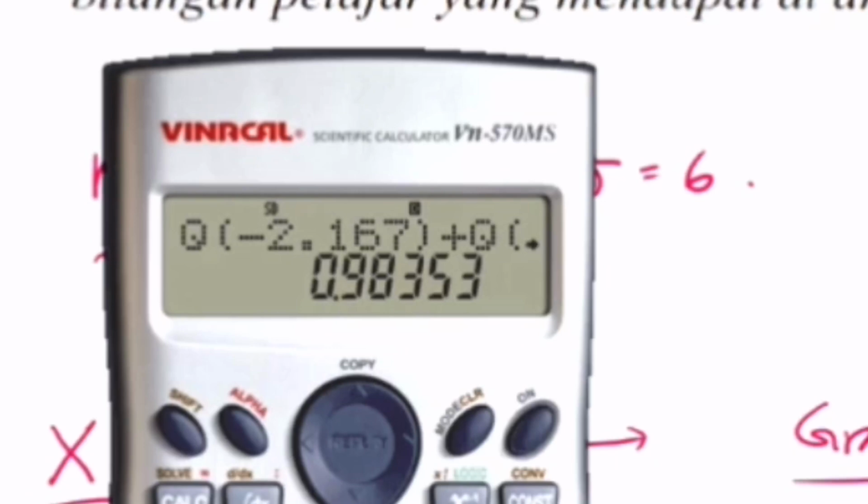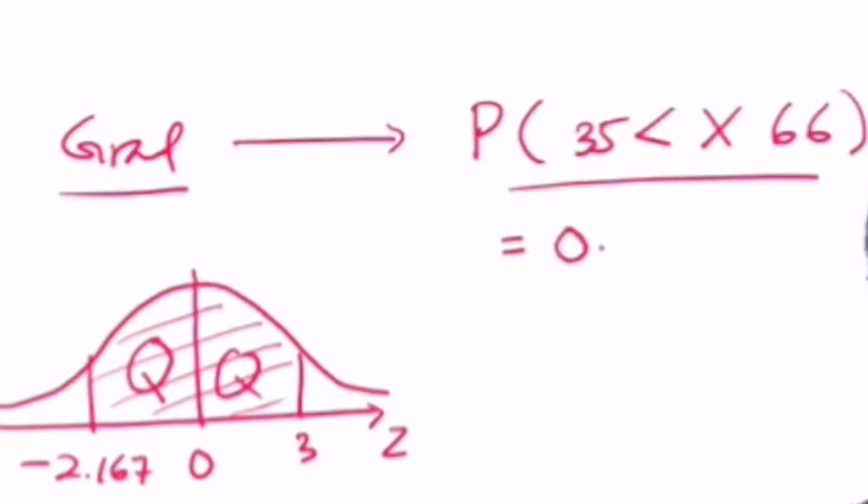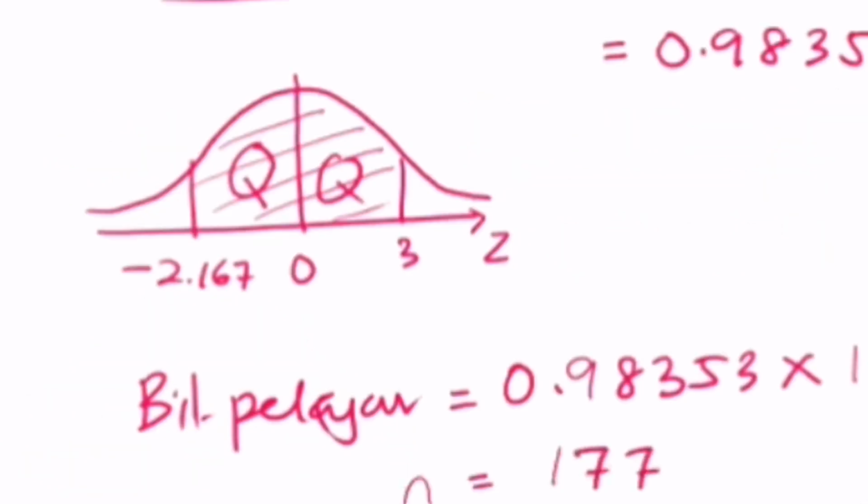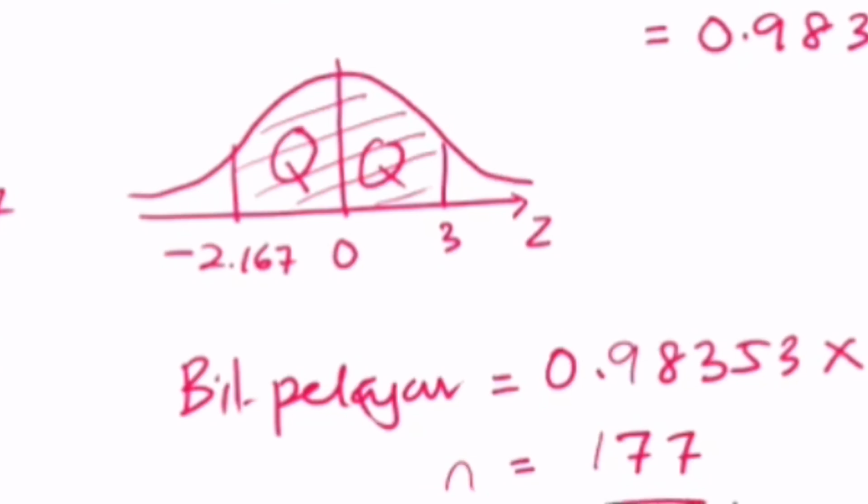Good. Now, we actually can use a calculator in the exam to find the probability value, or you can use the normal distribution table. After you got the probability value from the calculator, which is 0.98353, the question actually wants the number. So we need to take the number of the sample space times 0.98353, and the answer is actually 177. So we have solved the problem.